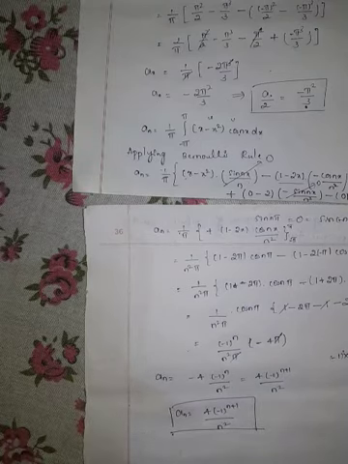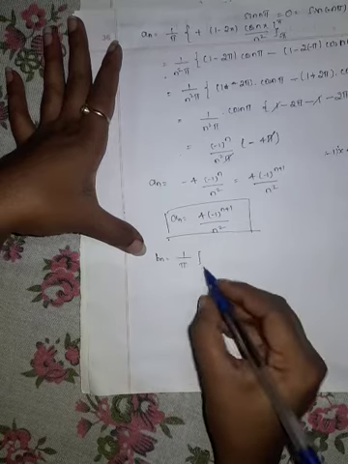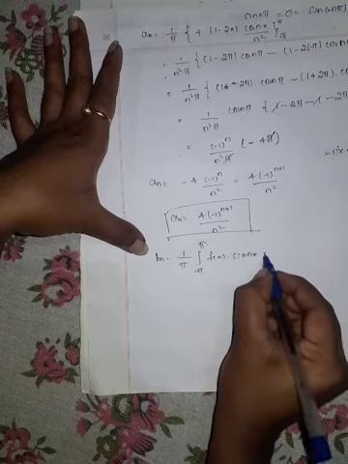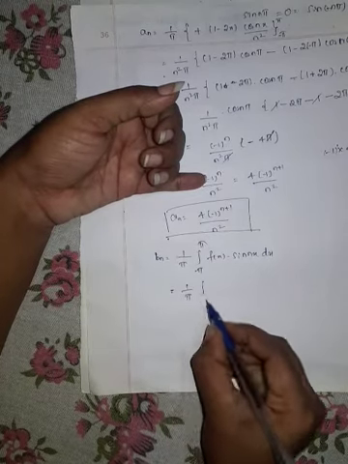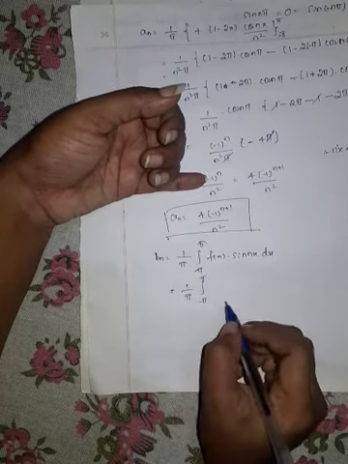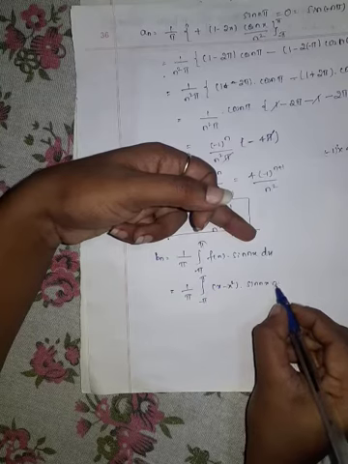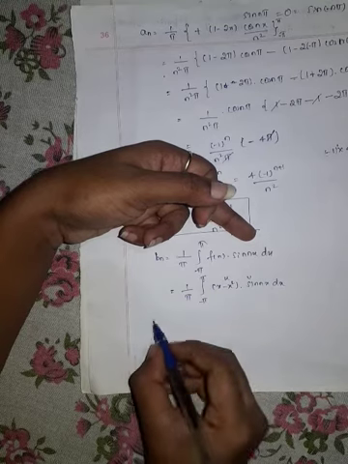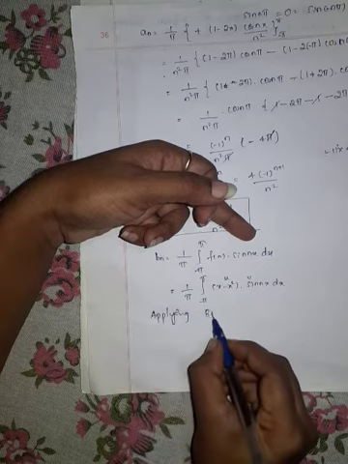We are left with finding the next one, bn. So bn is nothing but 1 divided by pi, integration from minus pi to pi of f of x sin nx dx. So 1 divided by pi as it is, integration from minus pi to pi. Our f of x is x minus x square into sin nx dx. This is also in the form of u into v. We will again apply Bernoulli's rule. So applying Bernoulli's rule.